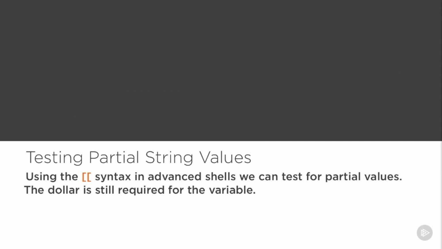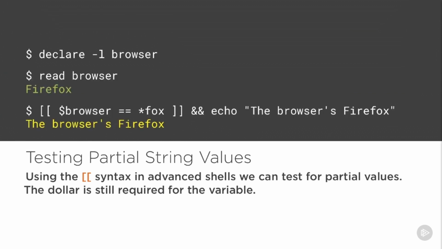With that then done, we can then go through and see how we can also test for partial string values. Here we're setting up our lowercase browser variable, we're reading in Firefox, and then we can go through and test. And again, we can test it straight at the command line. We don't really need the if statement. We can just use the and. So here we're looking for then the browser variable ending in Fox. If it does, we can say the browser's Firefox, and that's what we do print.